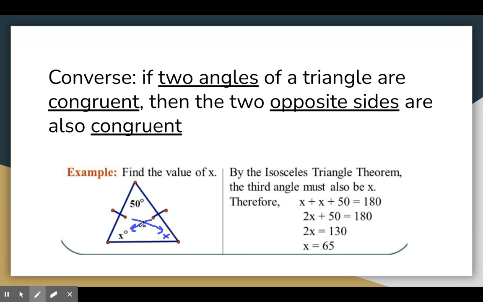So now we could figure out all three angles of a triangle, even though we only have one given to us, right? Same thing. We add up all three angles: x plus x plus 50 equals 180. You can combine like terms. x plus x gives you 2x. Here you would subtract 50 from both sides and get 2x equals 180 minus 50, which gives you 130. Divide by 2. 130 divided by 2 gives you 65. So that means both of these angles would be 65 degrees, because we know that they're congruent to each other and that they're both x.